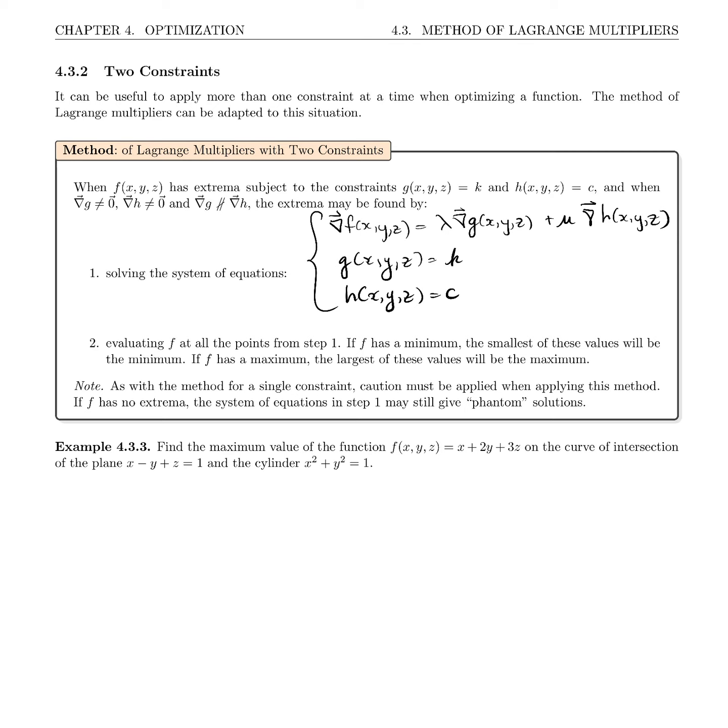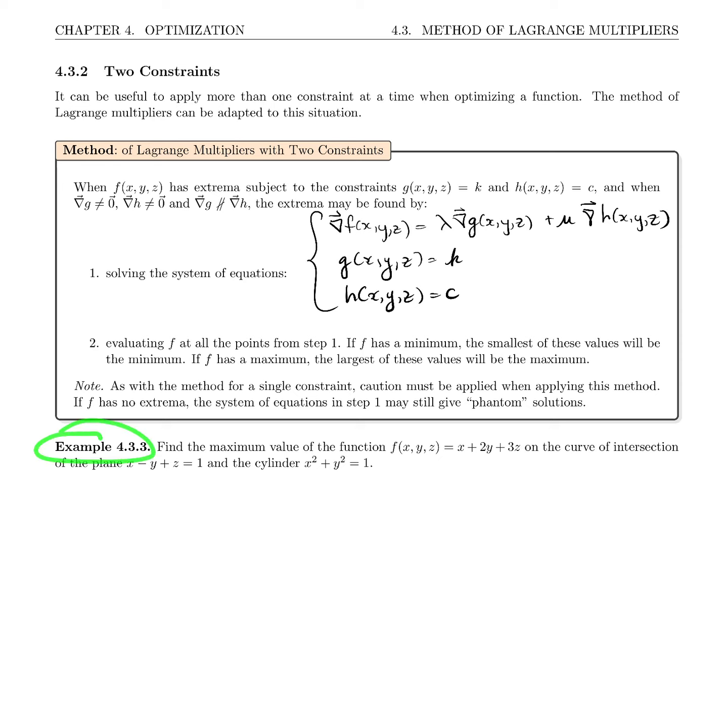But it's worth pointing out that just as with the method for a single constraint, caution must be used when applying this method. If f has no extrema, this system may still have solutions, but they will be phantom solutions in that they'll be solutions of the system, but not extrema of f, if f has no extrema.